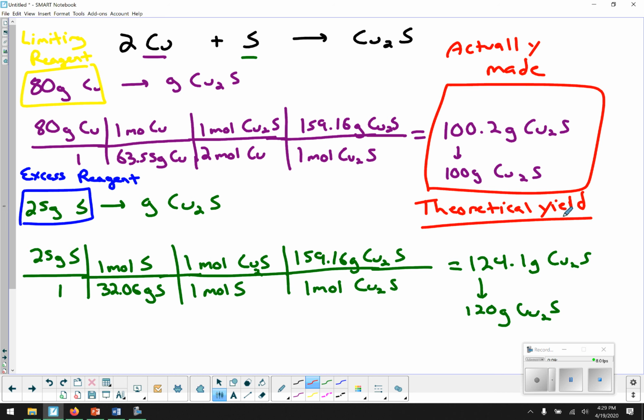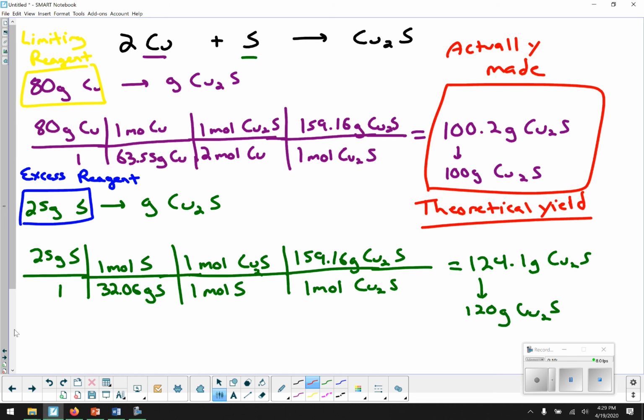So you start with two amounts, an amount of copper and an amount of sulfur, and one of them runs out and limits the amount of product you can make. In this case, the copper runs out first, and that limits how much copper 1 sulfide can be made. So copper is the limiting reagent, and you make 100 grams of copper 1 sulfide. The excess reagent is sulfur. You have enough sulfur to make 124 grams, which means some amount of sulfur will be left over. We aren't going to talk about how much excess reagent is left over yet. We're just going to say there's extra of it, and that's where we're going to stop for this lesson.